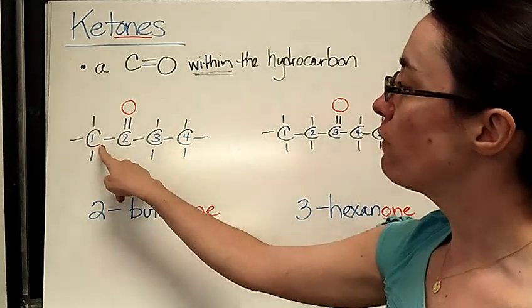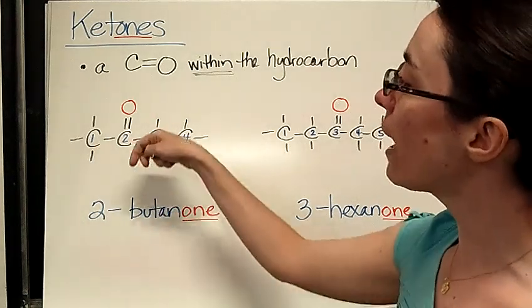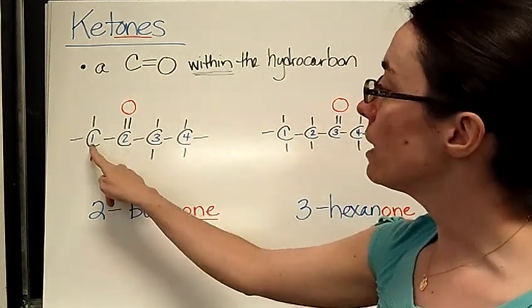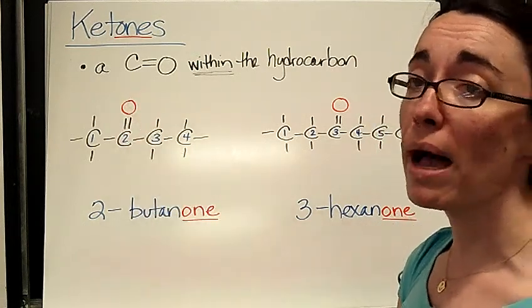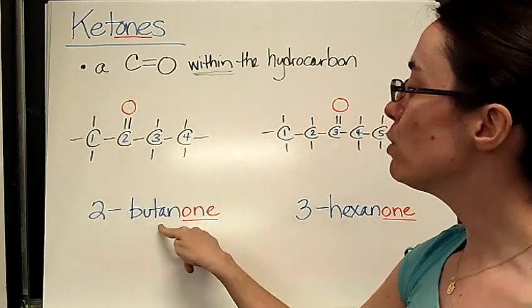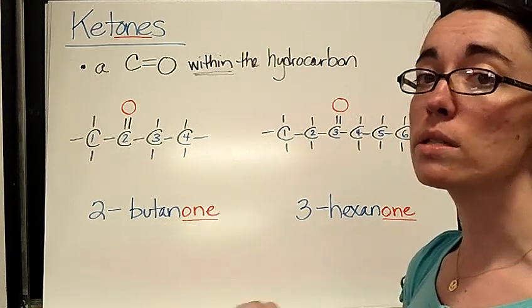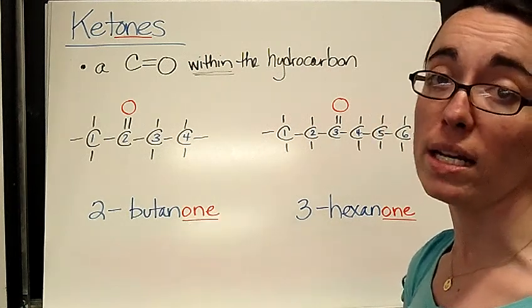All right, and so this 4 carbon chain used to be a butane. I took off a couple of hydrogens, put on an O instead, double bonded O. All right, labeled 1, 2, 3, 4 so that my double bonded O has the lowest number possible. So it's 2-butanone. One is the ending when we have that double bonded O somewhere along the carbon chain. All right, so ketones always end in ONE.